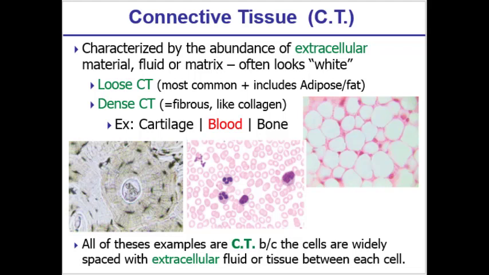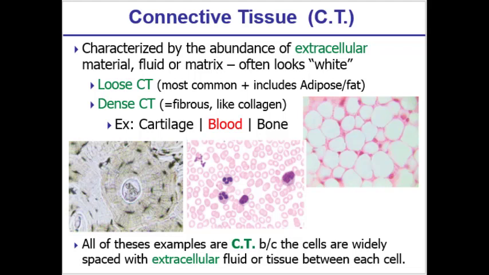CT can be either loose or dense. Loose CT is often fats or adipose. Dense CT is more fibrous, like collagen. That is a protein-based structure that forms like a scaffolding underneath your skin, so your skin doesn't sag and hang off of your bones. In these pictures, we have an example of bone here on the left. Looks like the rings of a tree, sort of concentric circles forming bone.